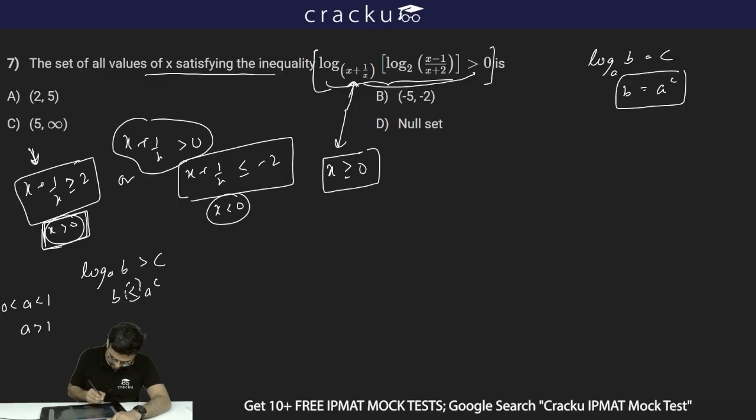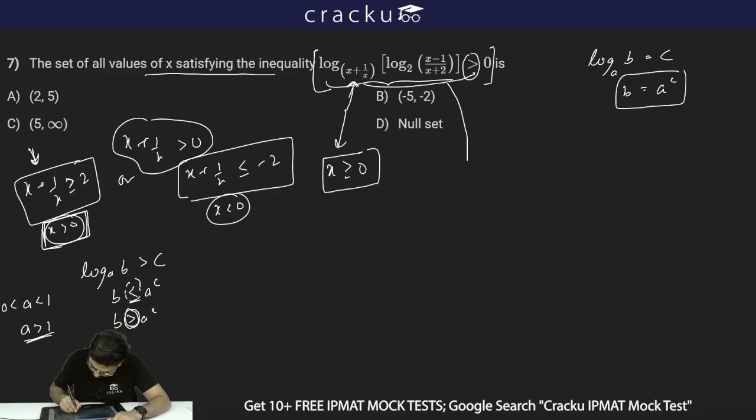But if a is greater than 1, b is greater than a to the power c, the sign will remain same. If a is greater than 1, then the sign will remain same. If a is from 0 to 1, the sign will change. Now this x plus 1 by x is always greater than or equal to 2. So I can say this x plus 1 by x will always be greater than 1. So I can say the greater than sign will remain same.